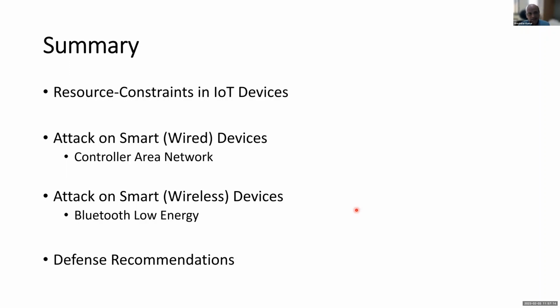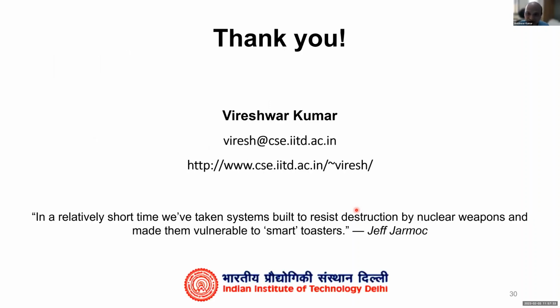So to summarize, we talked about the constraints in IoT devices which make them vulnerable to attacks. And then we talked about two illustrative attacks, and then talked about a few defense recommendations. And that is the end of my talk. Thank you.